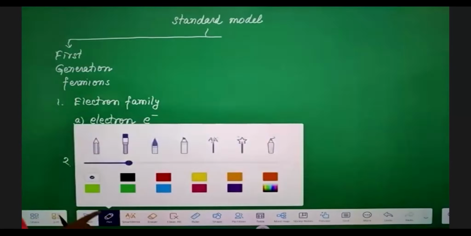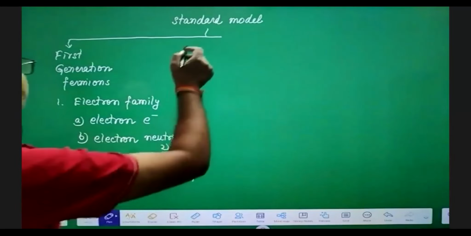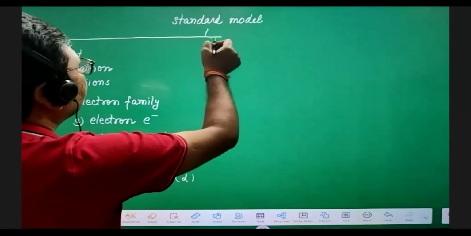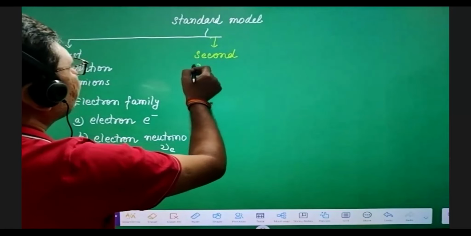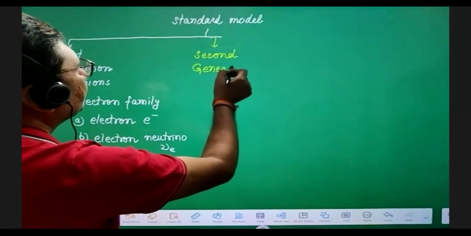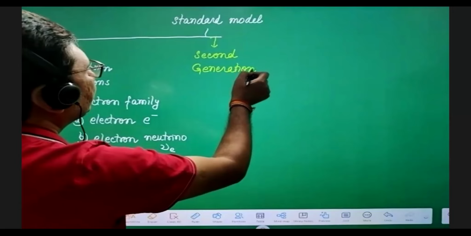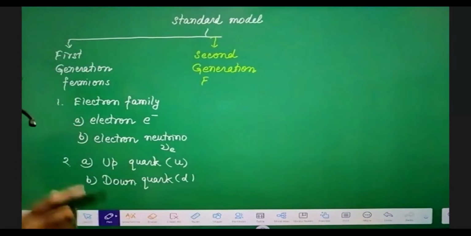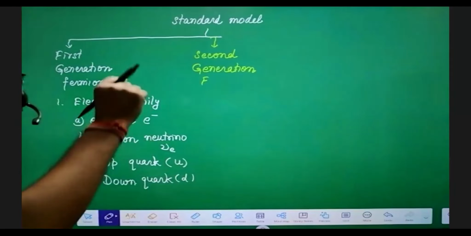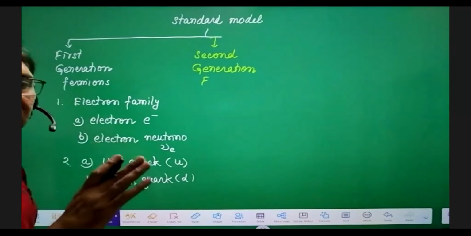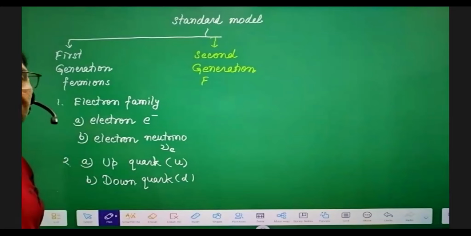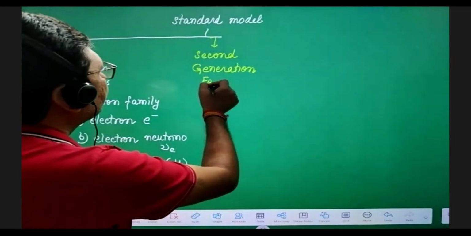Now, second category is second generation fermions. I'm writing here second generation fermions. I will dictate each and every point that you have to remember. Whatever you have to remember will be in your notes. Now you have to revise. Only one thing you have to do, that is revision, and revision. Without revision, you are going to forget. And it is applicable for every subject, every topic.